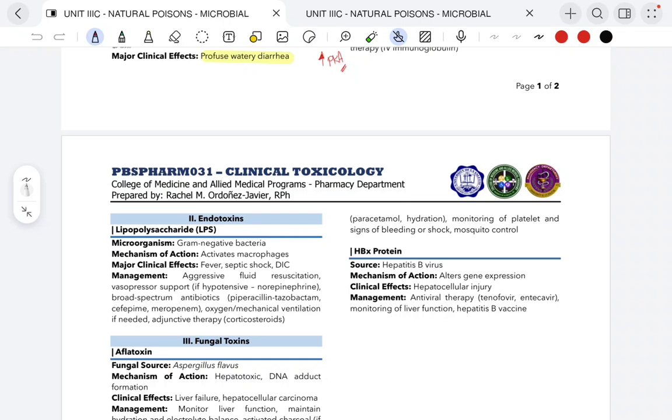Okay, so for its mechanism of action, it activates your macrophages. So for its major clinical effects, we have fever, we have septic shock, and we have your DIC or your disseminated intravascular coagulation. So for the management, we have aggressive fluid resuscitation. We can provide vasopressor support, especially if our patient is hypotensive. So we can use your norepinephrine. And then we have your broad-spectrum antibiotics, just like your piperacillin tazobactam, cefepime, and we have your meropenem. And aside from that, we can provide oxygen or mechanical ventilation if needed, and adjunctive therapy, just like your corticosteroids.